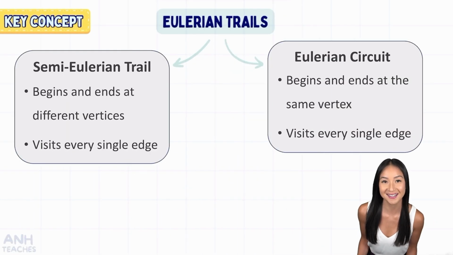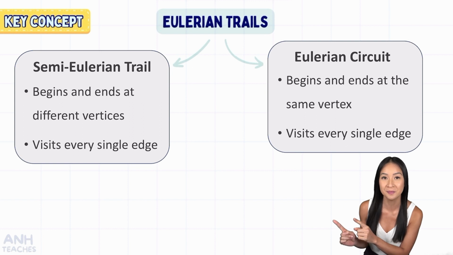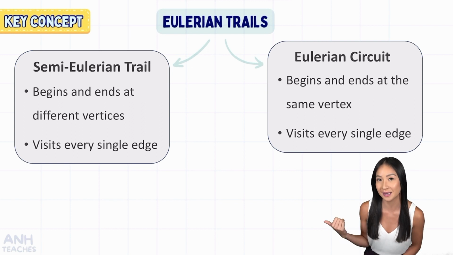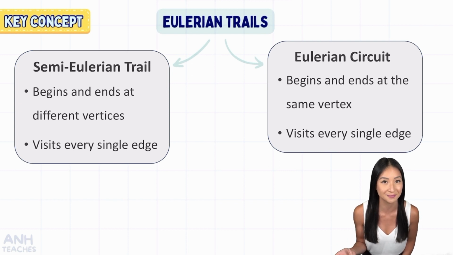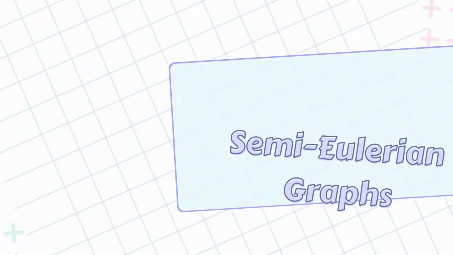Now, on the screen here is a little summary of what I just spoke about. And I do want to point out that when you see the term Eulerian trail, it does include both the Semi-Eulerian trail and the Eulerian circuit. So you do have to be aware of that, especially in an assessment.